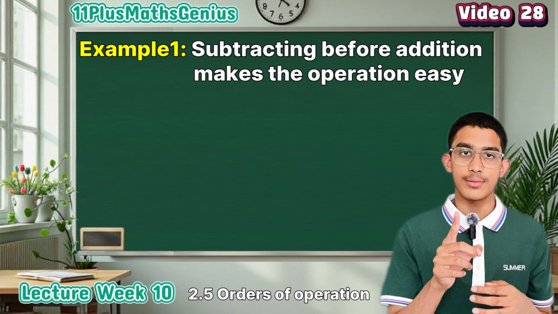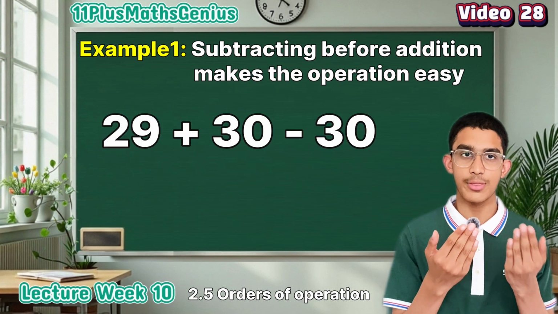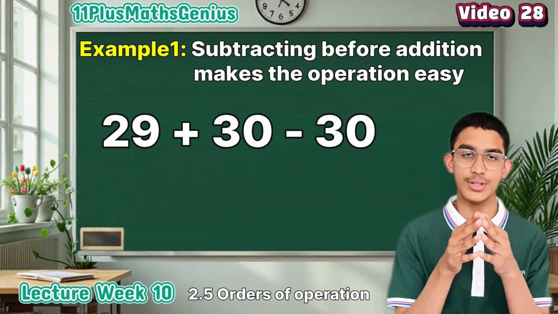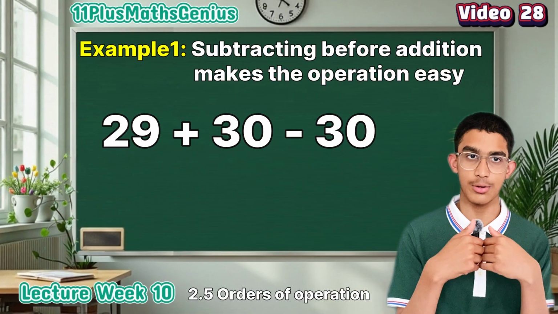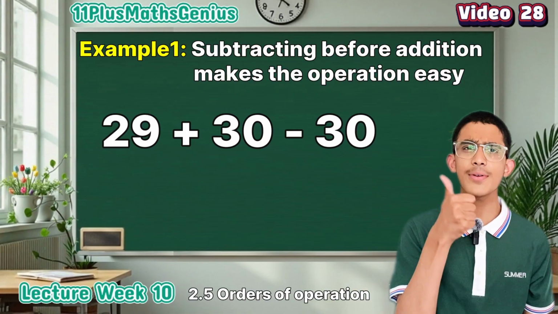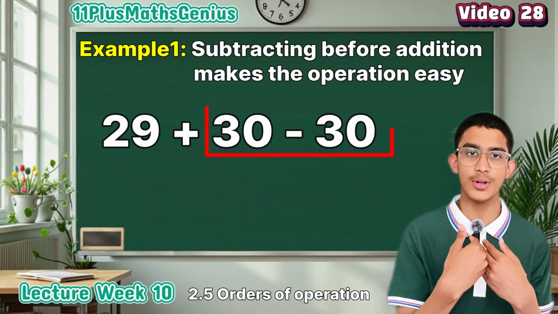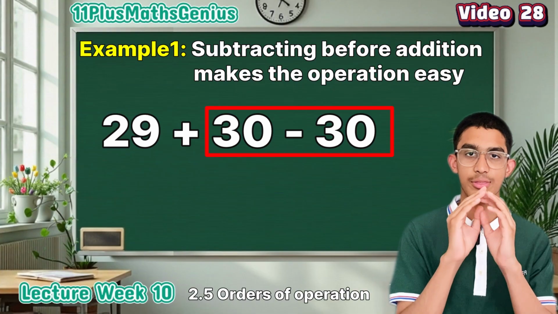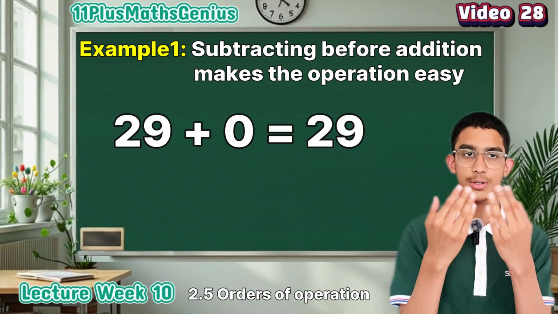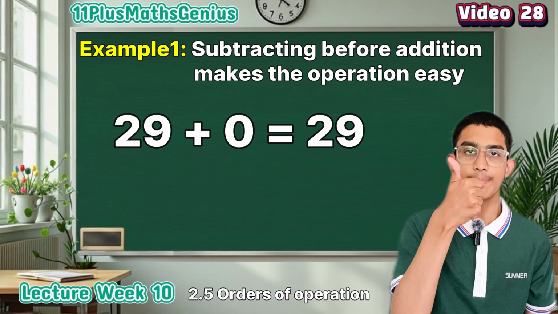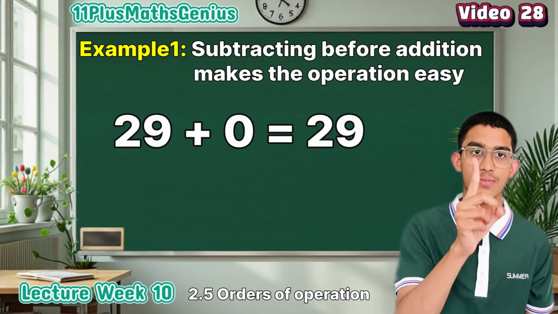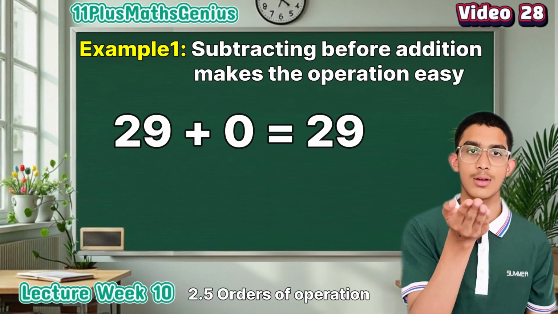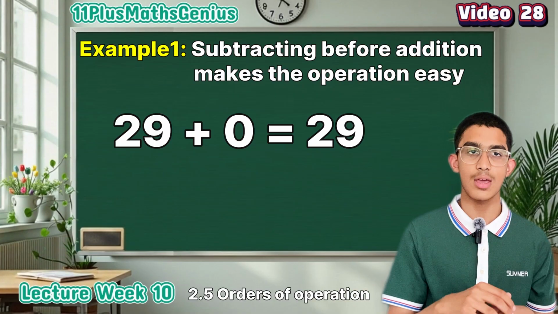Example 1. 29 plus 30 minus 30 equals. Here, we get the result very easily if we subtract first. 29 plus 30 minus 30 equals 29. So it is better to do subtraction first before addition, where possible.